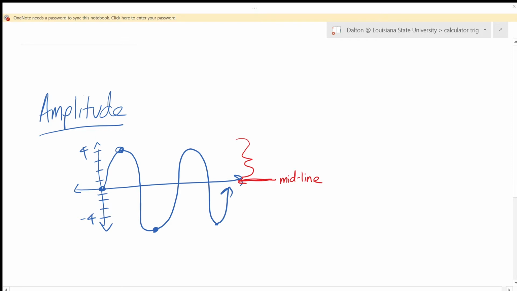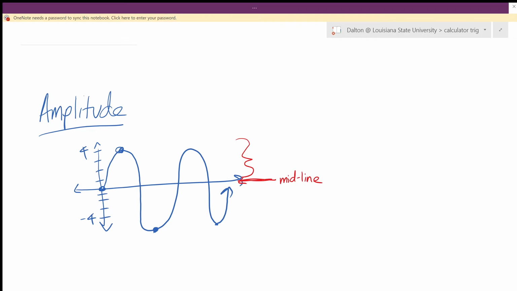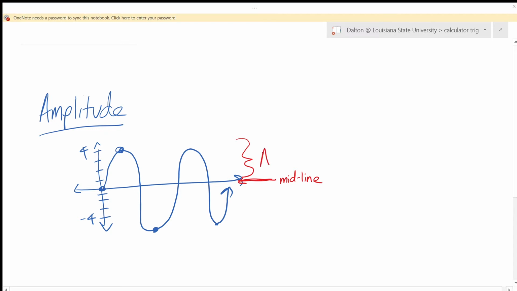We'll talk a little bit more about that tomorrow when we talk about phase shift. But that distance is the amplitude. So the distance from the max to the midline here is 4, and the distance from the midline down to the min is also 4. So amplitude is just how much it is stretched from the midline on both sides. Does that make sense? Okay, good. Thank you for being vocal.